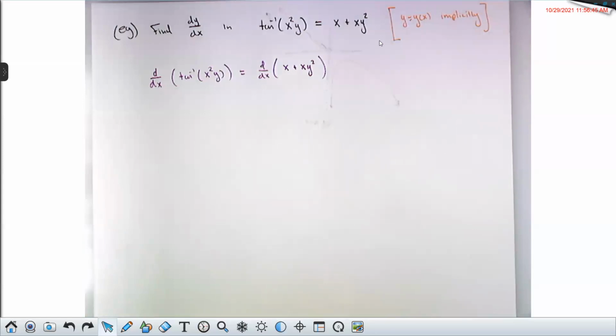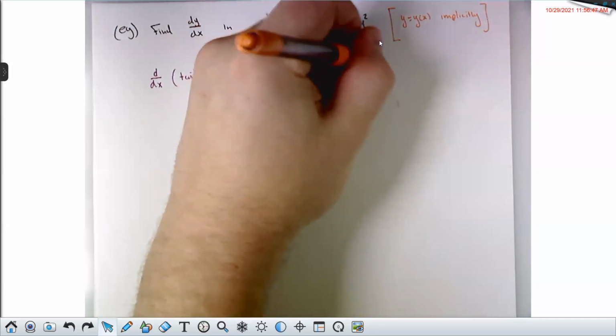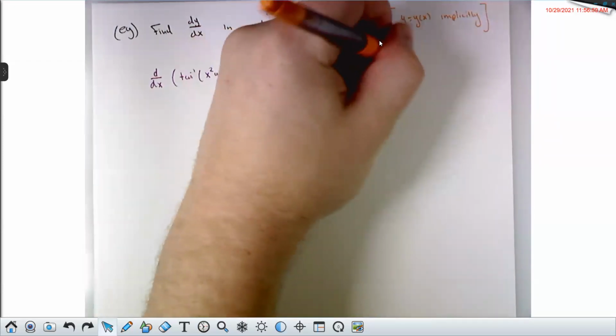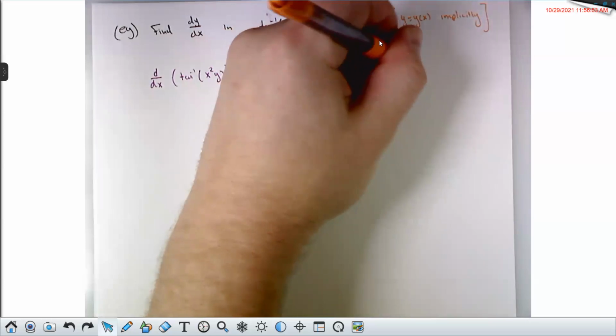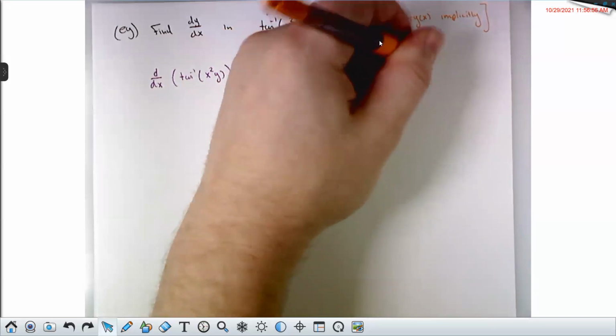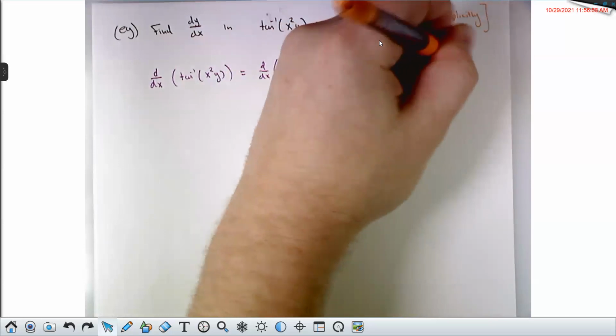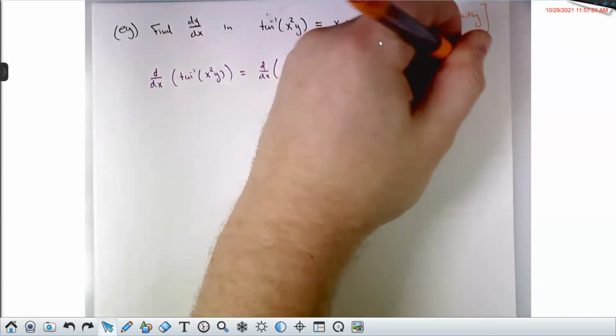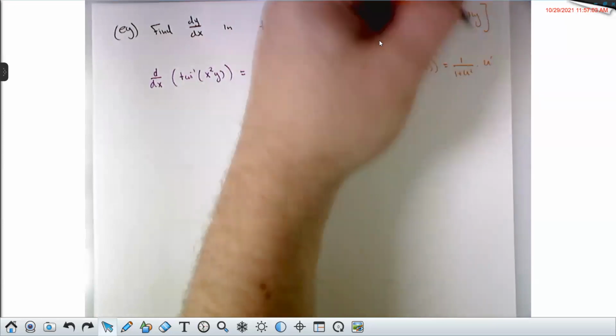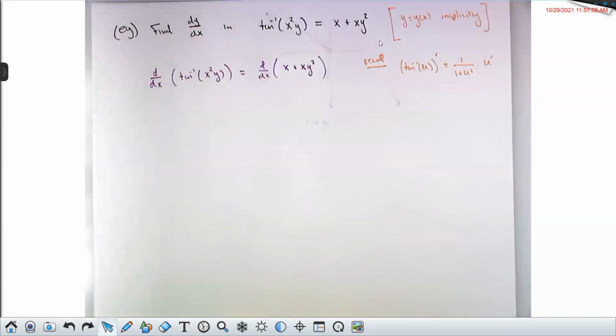Recall that the derivative of the inverse tangent of u is 1 over 1 plus u squared times u prime. And if u is a function of x, that's chain rule stuff. If you're differentiating with respect to u, you just get 1 over 1 plus u squared. But here I do have a more complicated thing inside my arctan.